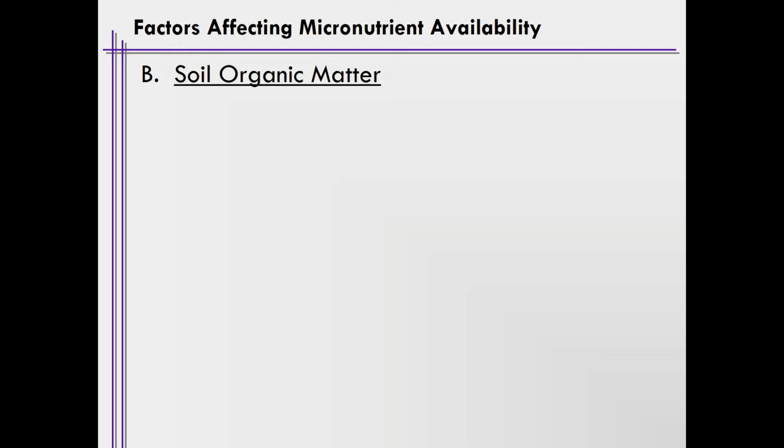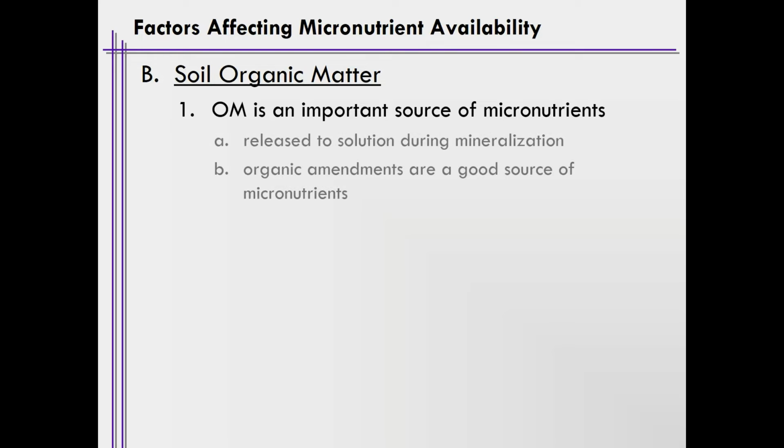The next factor I want to talk to you about is soil organic matter. Soil organic matter is certainly an important source of micronutrients, iron and zinc also. Of course, they're both micronutrients. And why are they important? Well, that's because organic compounds or materials contain, among other elements, iron and zinc. And so when organic materials are degraded, they release iron and zinc to the soil solution. And that process is called mineralization.